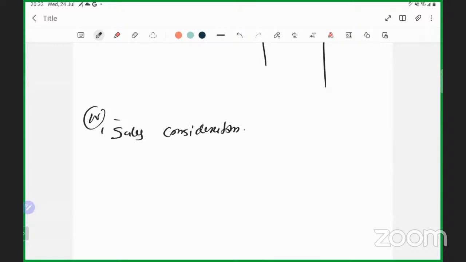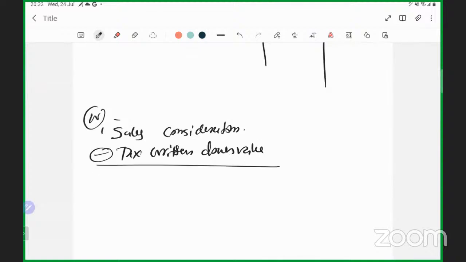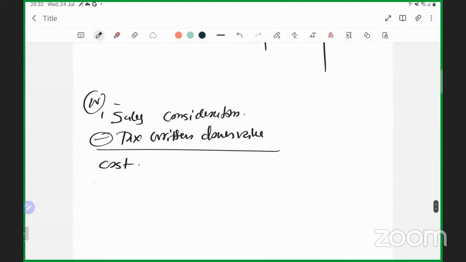Sales consideration minus tax written down value. How can you calculate the tax written down value? Cost minus accumulated capital allowance.